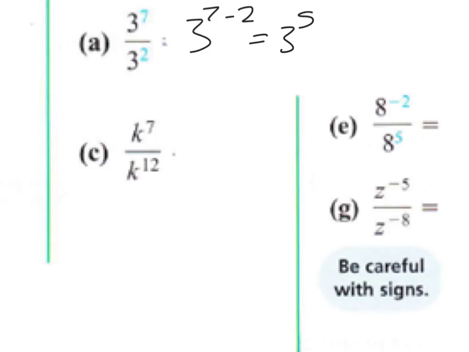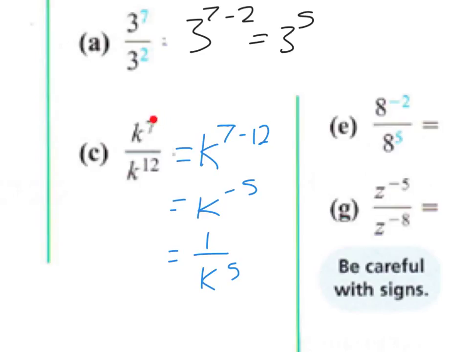Our third one, we have our k's here, so we would just do 7 minus 12. So we do get k to the negative 5th. We never want to leave that with a negative exponent, so we go k to the 5th. One thing I look at there is, since the 12 is bigger than the 7, I just think of the difference between the two. Doesn't matter which way we work that, but generally think of that as 12 minus 7, which gives me 5. And then since the 12 is bigger than the 7, I know that the k will end up in the denominator.